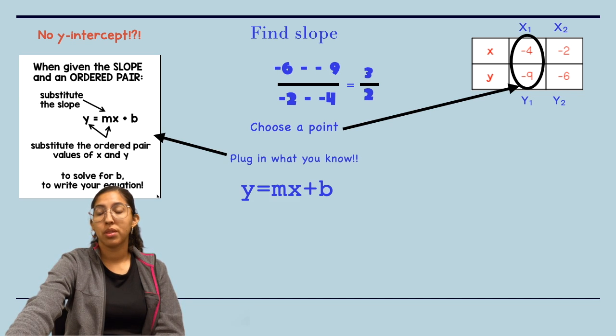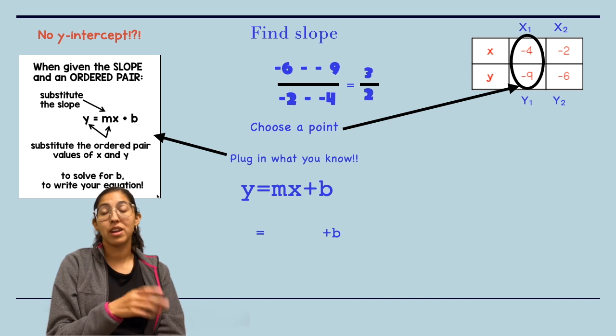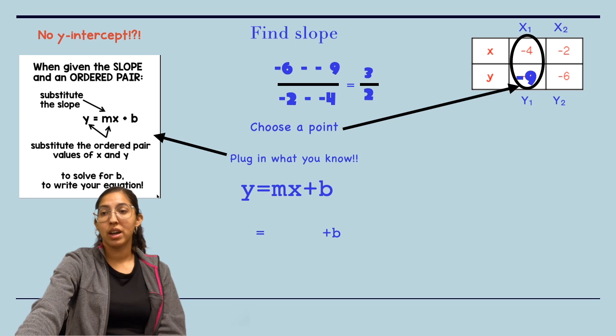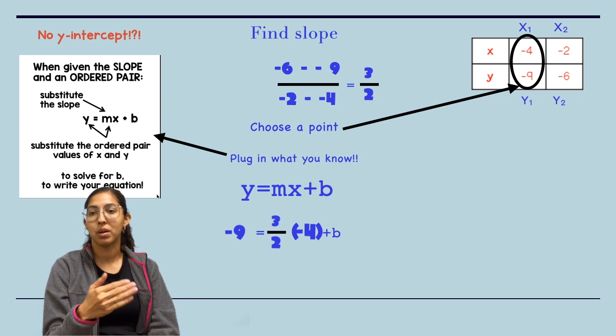So plug in what you know. I know that y equals mx plus b. For this case, I know I have y, I know I have equals and plus b. I have y, m, and x already. So y is -9. So -9 equals m is 3/2, and x is -4. I'm going to put some parentheses over that because 3/2 and x are being multiplied, so I want to make sure I actually multiply them.